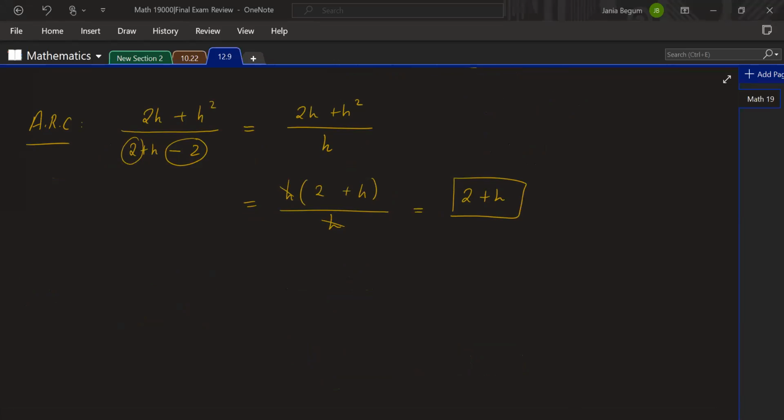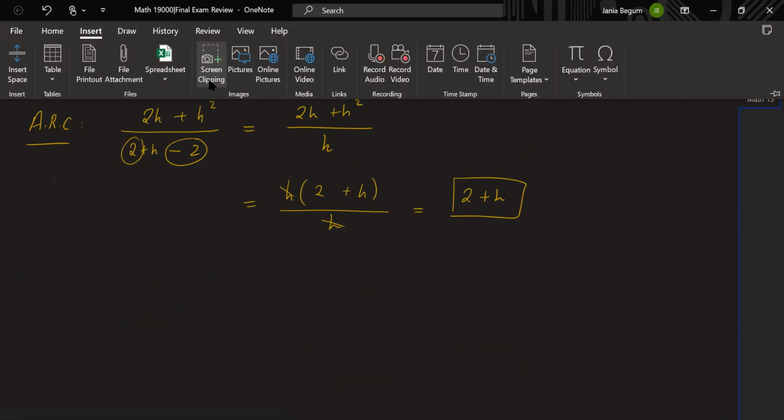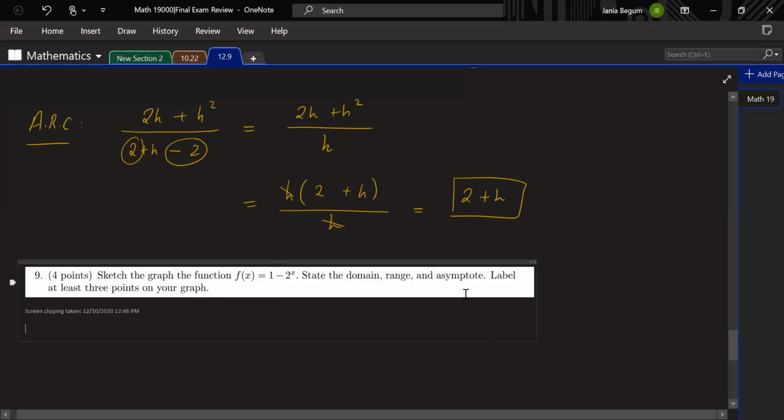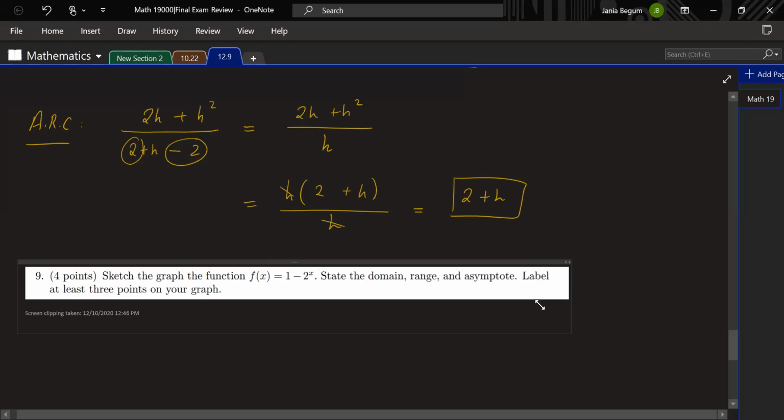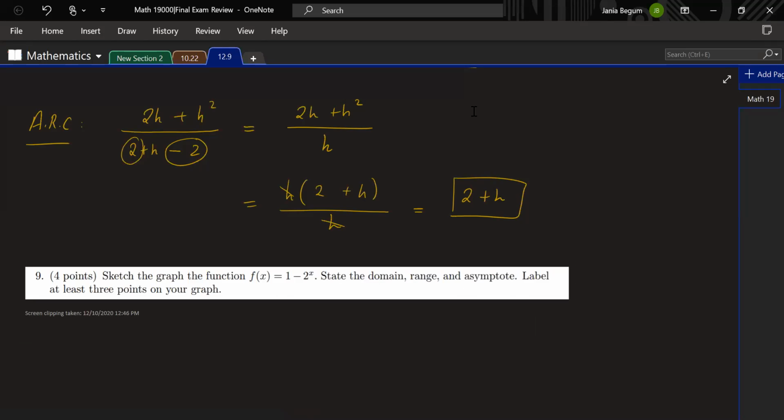Cool, so number 9 is, okay, so graphing exponential functions. Nice. Let's do some graphing. Okay, so here's number 9. So we want to graph this exponential function and label its domain, range, and asymptote.